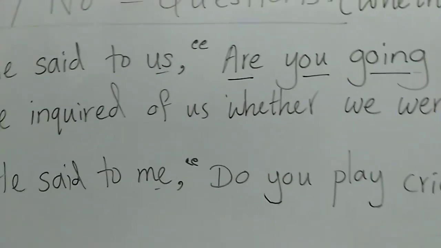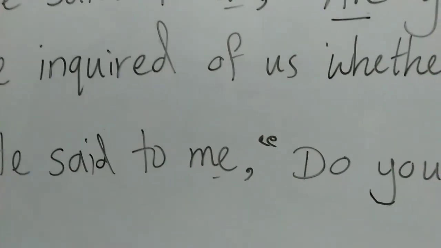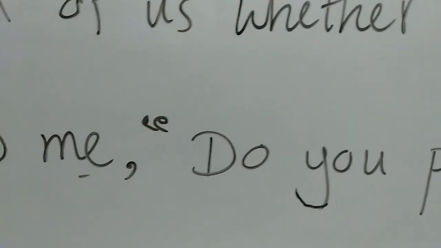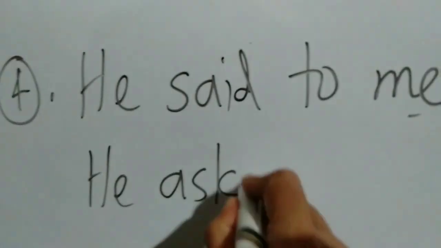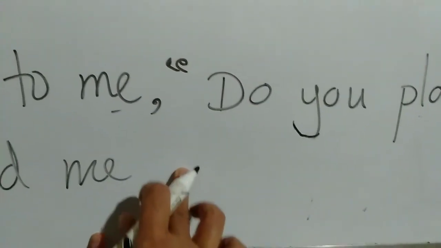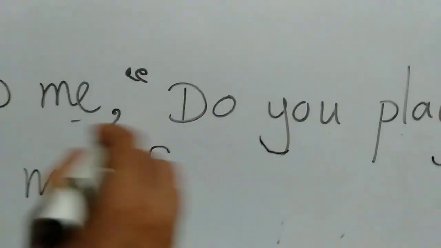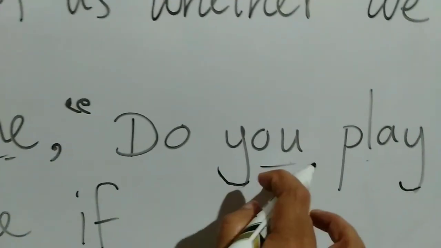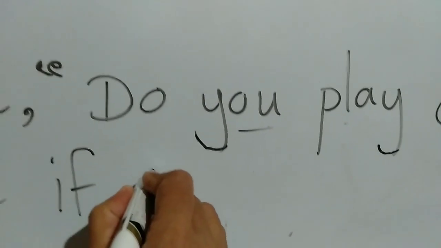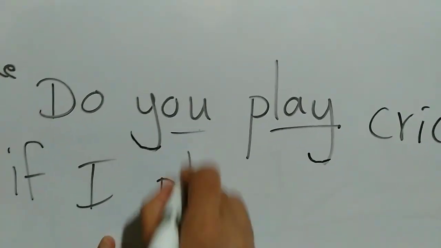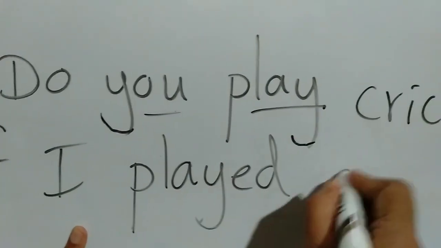Okay, now let's see the fourth example. He said to me, "Do you play cricket?" With this question, you know, you get a yes or no answer. Okay, he asked me. The word you have to place here, you know, whether or if. I place here if. Me, instead of this you, I. This present tense verb into past tense, played.